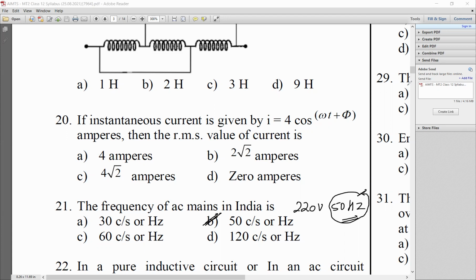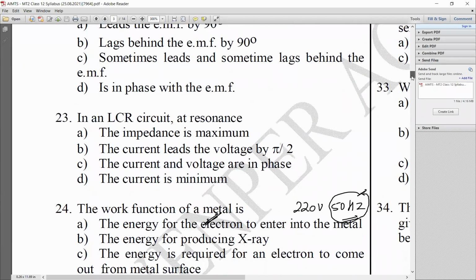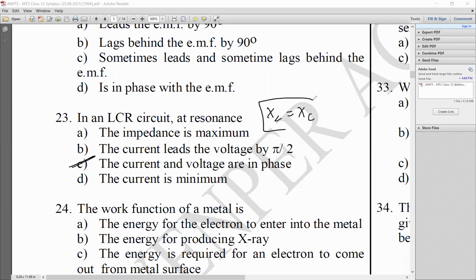And next, question number 22. In an LCR circuit at resonance, the impedance is maximum? No, impedance is minimum, right? Current leads the voltage by pi by 2? No, current and voltage are in the same phase. Current is maximum. Resonance means XL is equal to XC. Z will be minimum, I will be maximum. Current and voltage are in the same phase.